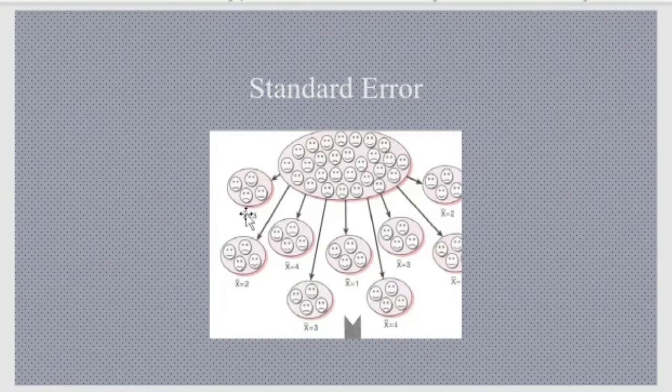So, the mean of all the means. If we calculate the mean of all the means, then we'll get some standard deviation, because they are not exactly equal. This standard deviation is called standard error. Is it clear? Not completely clear. Okay, I'm telling you. Just a minute.